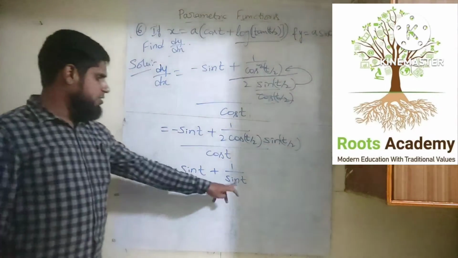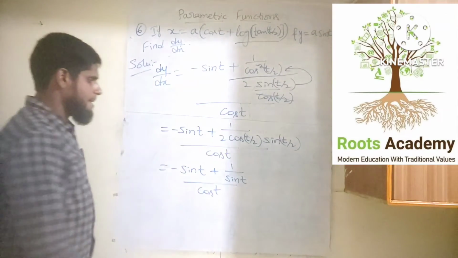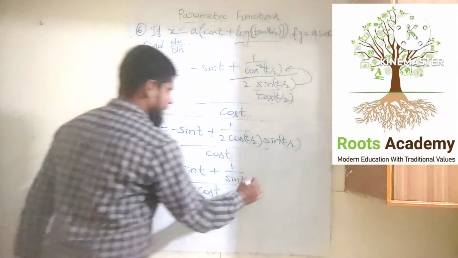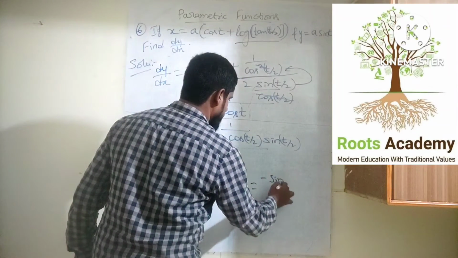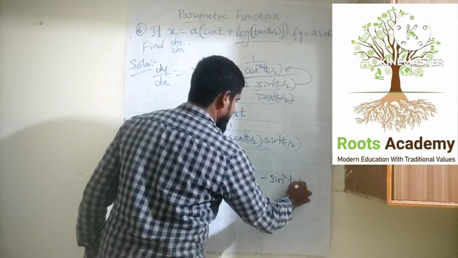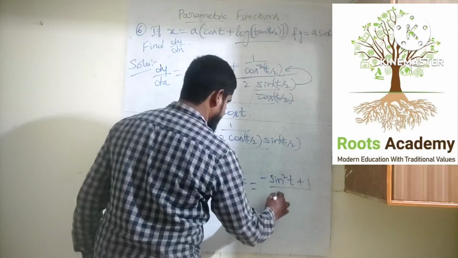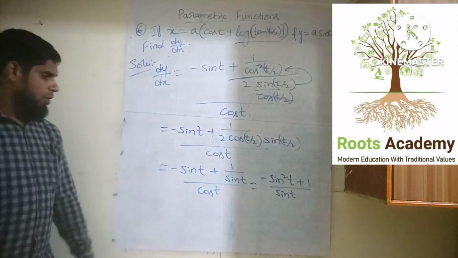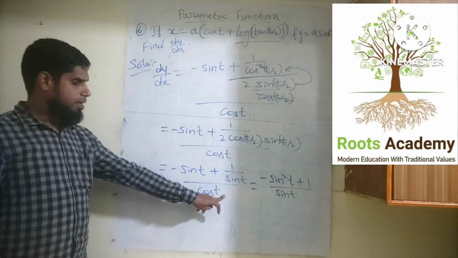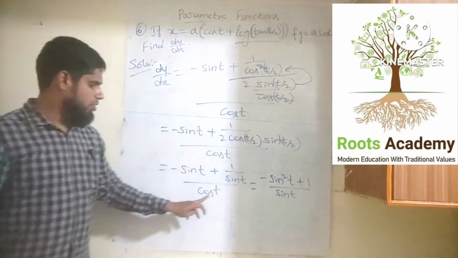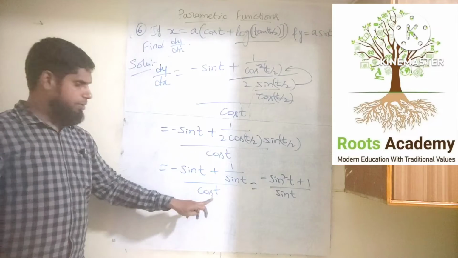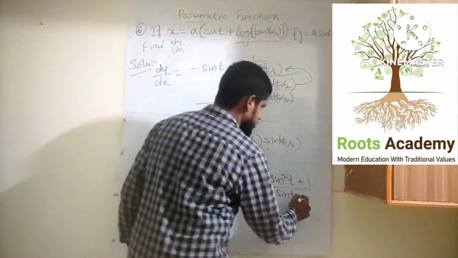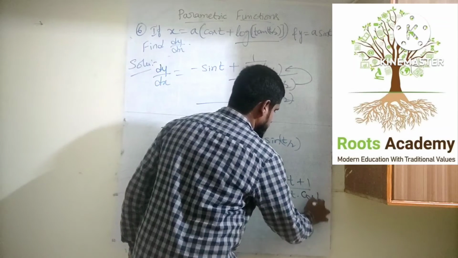Now student, if I take LCM in the numerator, minus sin square t plus 1 divided by sin t, whole divided by cos t, as we multiplied here. So this denominator's numerator gets multiplied with this, so into cos t.